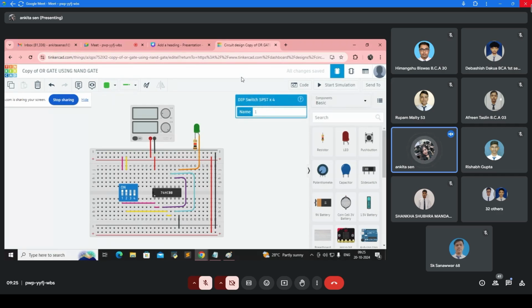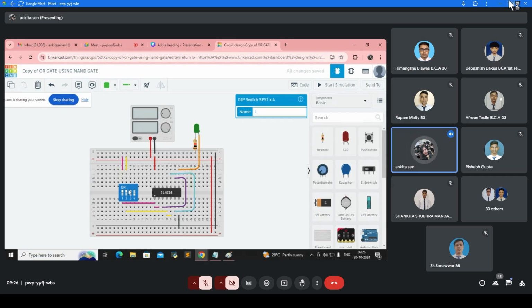DIP switch, SPST into 4. What is the benefit of using this switch? In case of the previous switches that we have used, that is the slide switch, to implement two connections you need two switches, and you need to make six connections in all. So it will be a little bit clumsy when you are making a complicated circuit.